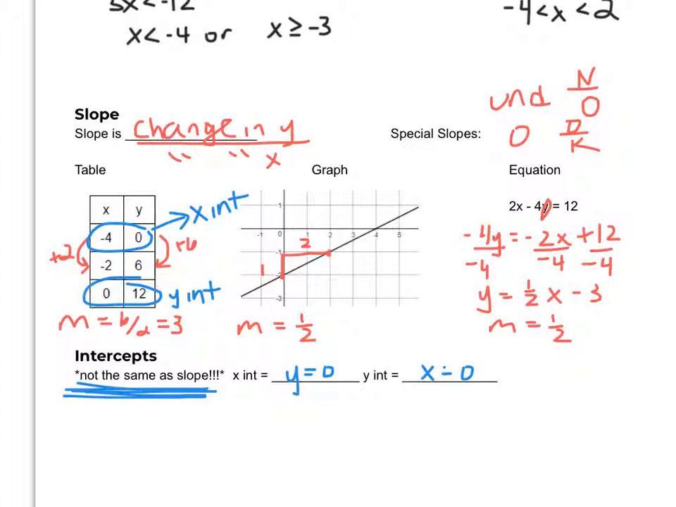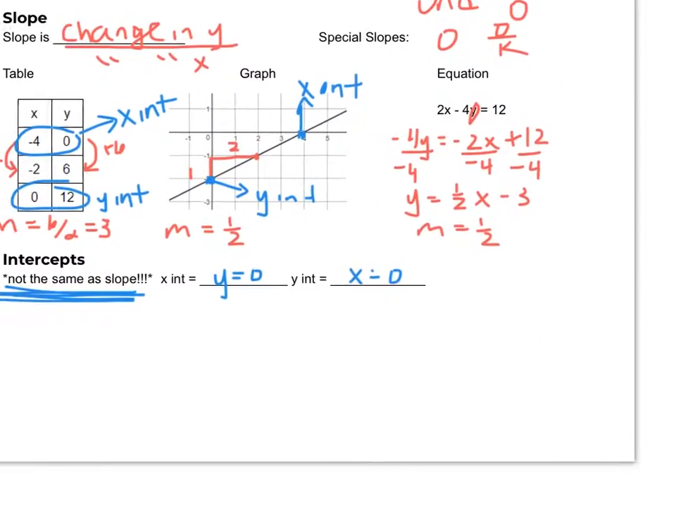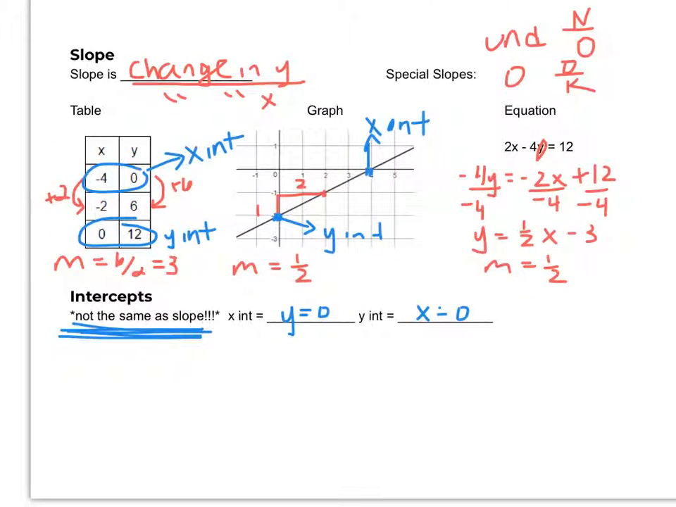Okay. Then on a graph, my y-intercept is where it crosses the y-axis. And x-intercept is where it crosses the x-axis. I almost wrote x-axis, bless. All right, the last thing we had to do there was do it from an equation. I'm going to copy the equation down at the bottom. So I have some room.